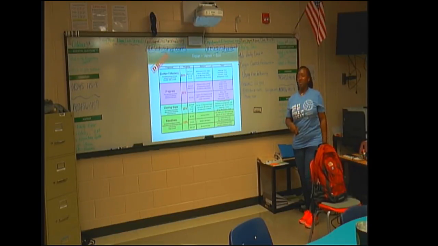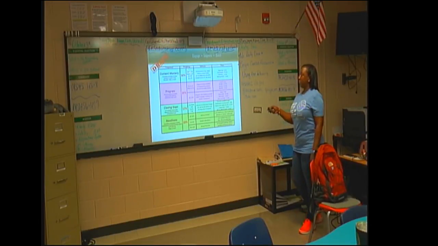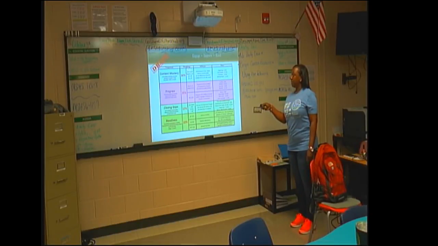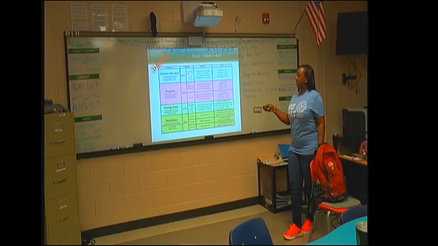So we have student mastery. Student mastery weighs 30%. ELA has a weight of 11.25. Math has a weight of 11.25. Science 3.75. Social studies 3.75. That's how we get our 30%.